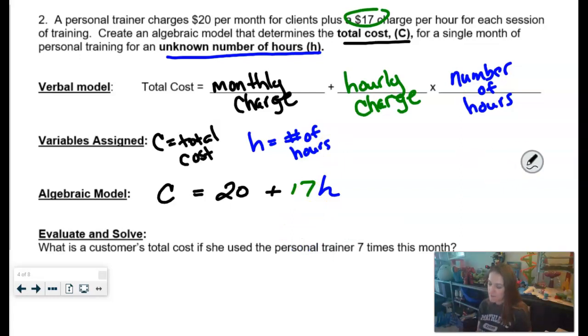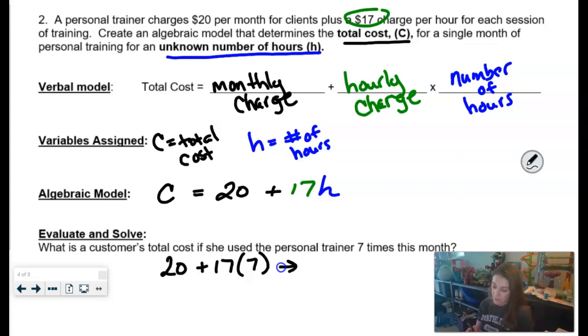All right, so now let's use that model. Let's say I have a particular customer and I need to charge them for 7 times per month for this particular month. So this customer, $20 plus the 17 per hour, 7. I can't do that in my head. Good thing I got my trusty calculator here. Or better yet, I programmed my computer to do it.